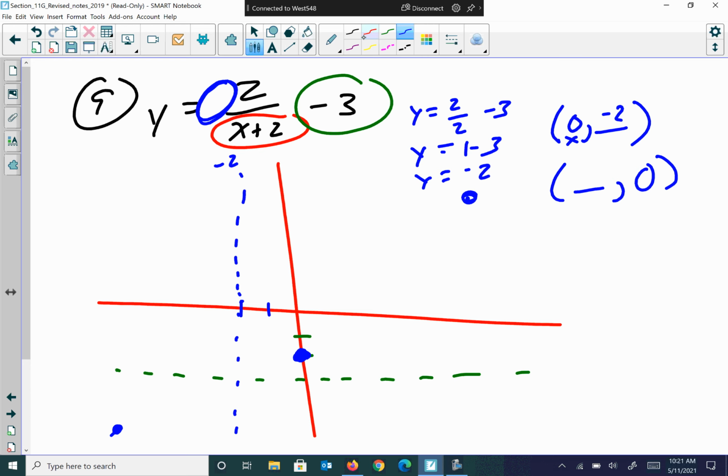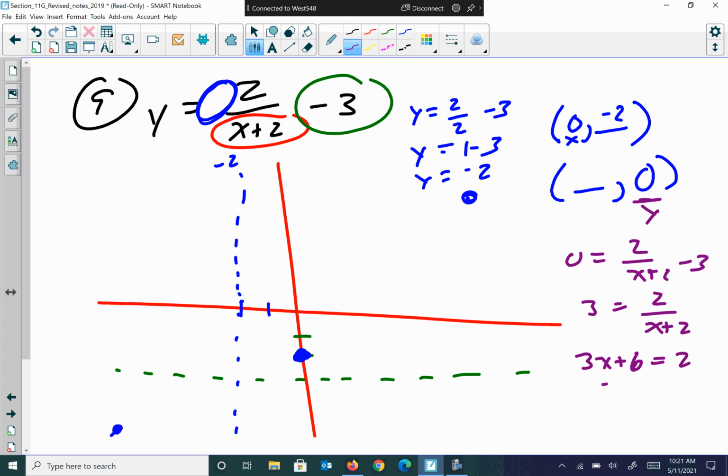And then let's do this one. That's a y value. So I'm going to go 0 equals 2 over x plus 2 minus 3. Add 3. And then I can move this over. So I'm going to get 3x plus 6 equals 2. Subtract 6. So x equals negative 4/3. So negative 4/3 is like here. And this one was negative 2.